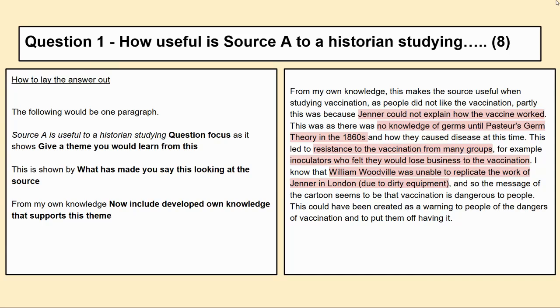What I've then carried on doing is started to link the provenance in, like I mentioned earlier. It's not enough for a paragraph on its own, but I'm showing I've understood the provenance. And so the message of the cartoon seems to be that vaccination is dangerous to people. This could have been created as a warning to people of the dangers of vaccination and to put them off having it. So here I've linked in the provenance. I've explained why this was made, what was the aim of this cartoon.